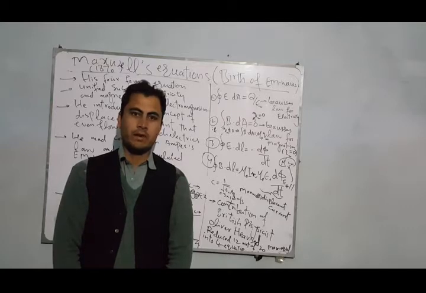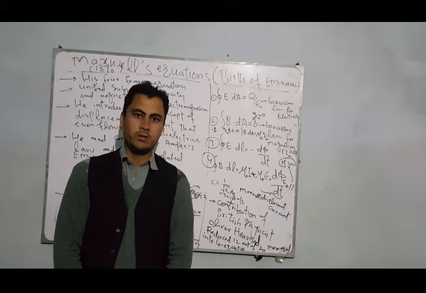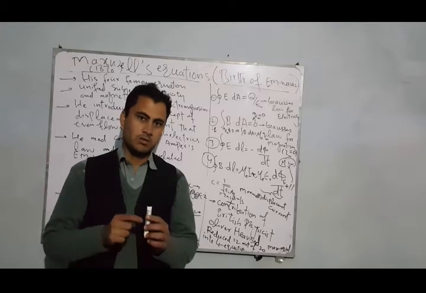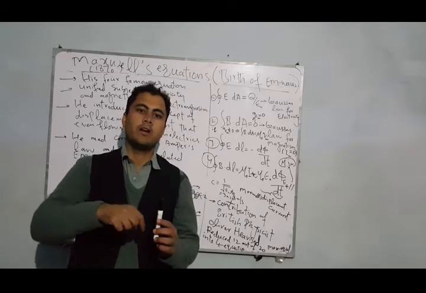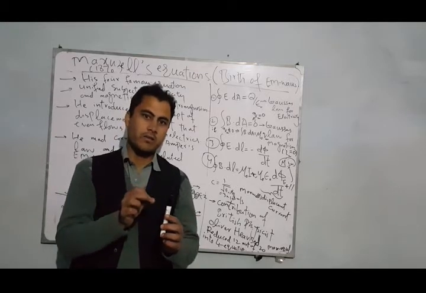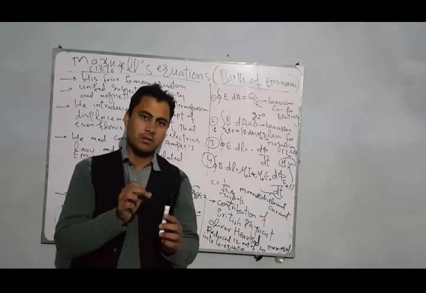Then in the field of electricity and magnetism, Faraday, Oersted, and similarly Ampere came and developed their own laws. Faraday said that the rate of change of magnetic flux produces induced EMF. Similarly, Oersted said that when current is passing through a straight wire, it produces a magnetic field around itself. And if we bring a compass near that magnetic field, the compass will be deflected.